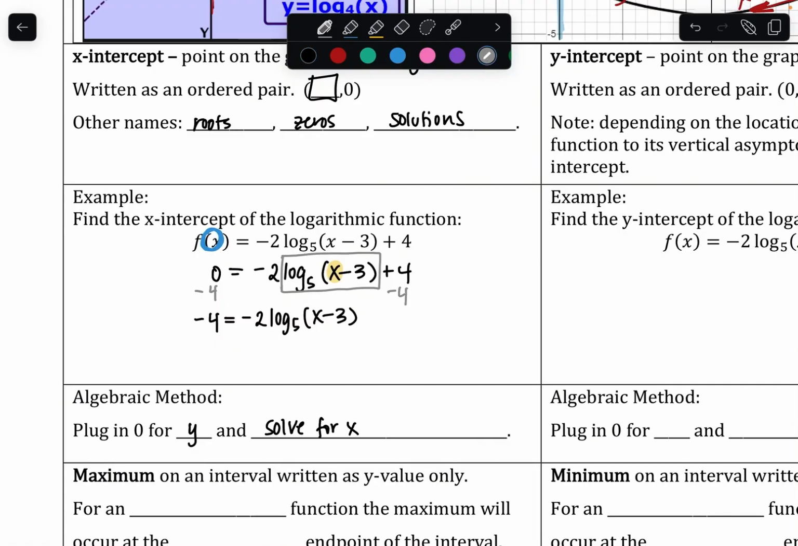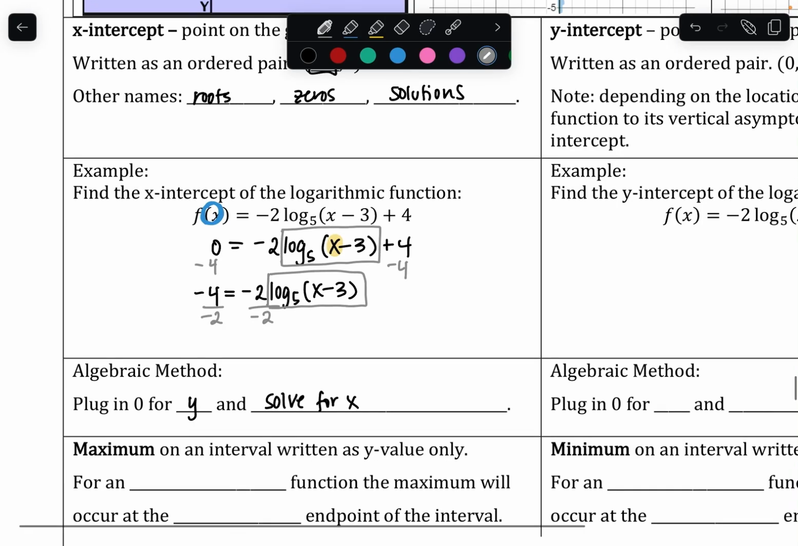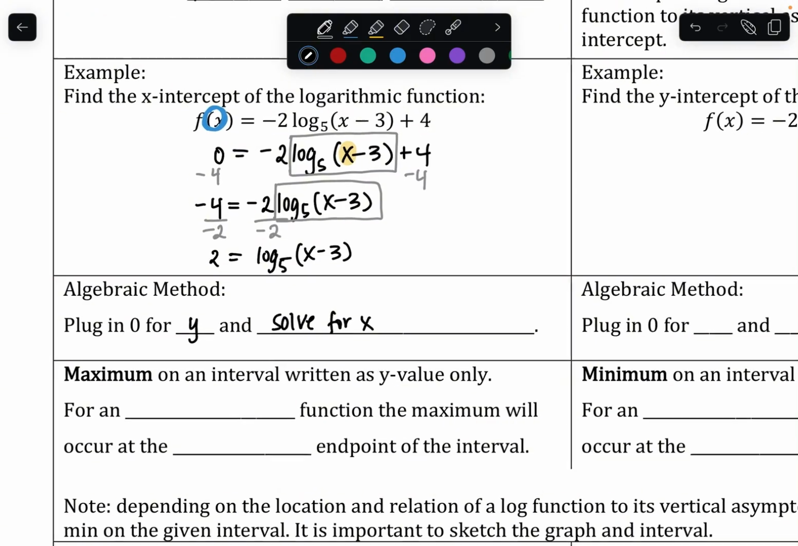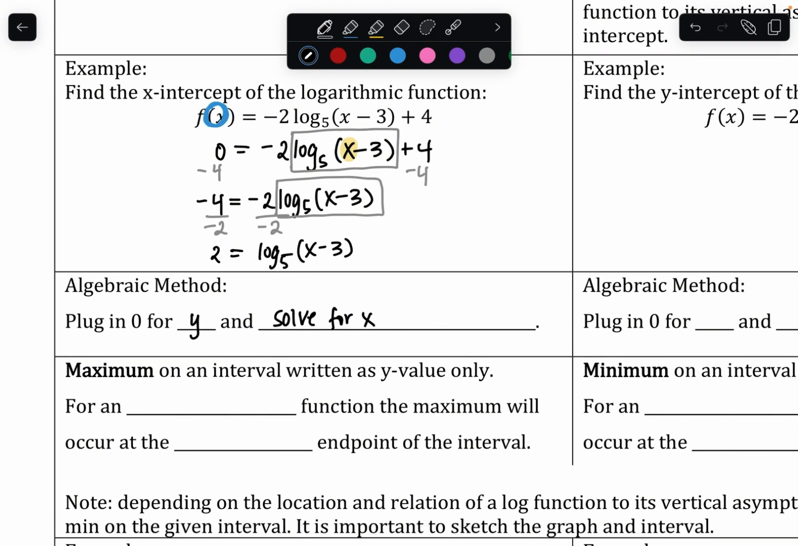Again, we're still trying to isolate the log. And so my next step is to divide both sides by this -2 that we're multiplying by. That leaves me with the equation 2 equals log base 5 of (x minus 3). Once you've isolated the logarithmic expression, you're ready to convert it to exponential. That's the only way to get x out of the log. And so we're working with base 5 raised to the second power equals x minus 3.